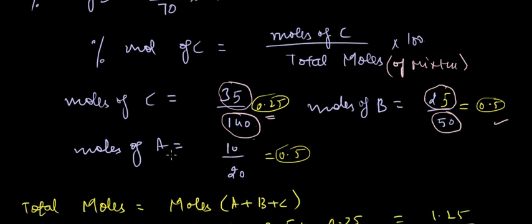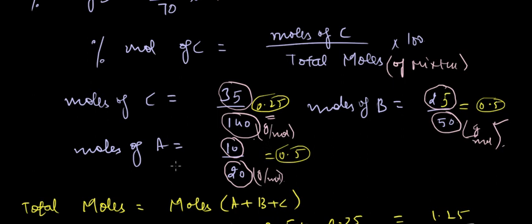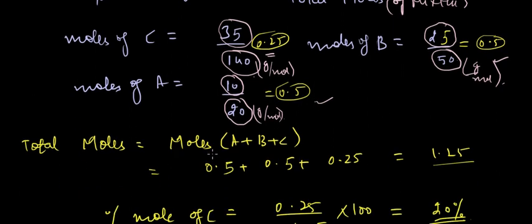Similarly moles of A can be calculated with the same formula, that is given mass of A in the mixture is 10 grams and molar mass of A is 20 gram per mole. So I hope you know that molar mass is calculated in terms of gram per mole. So moles of A in the mixture would be 0.5. Total moles of the mixture would be moles of A plus B plus C, which is 0.5 plus 0.5 plus 0.25. Total moles of the mixture is 1.25.